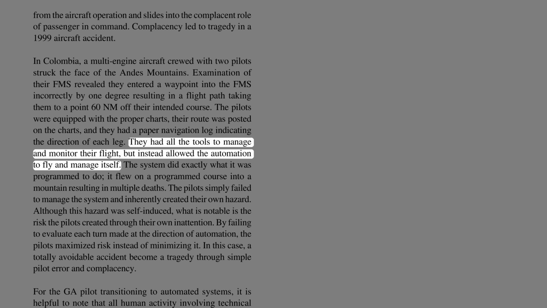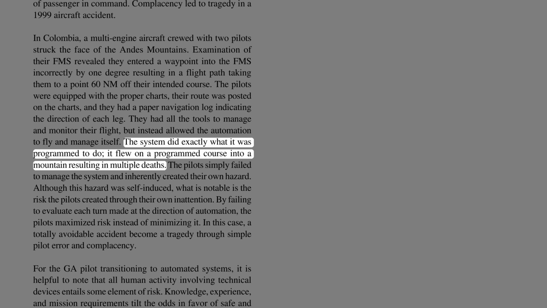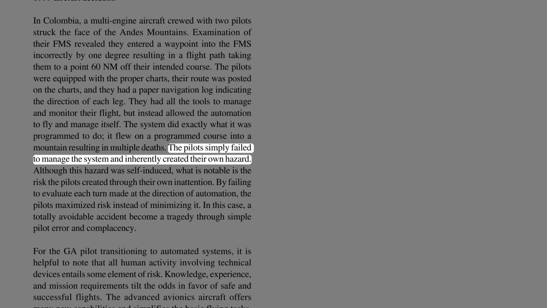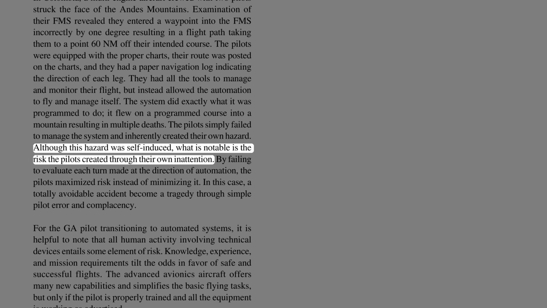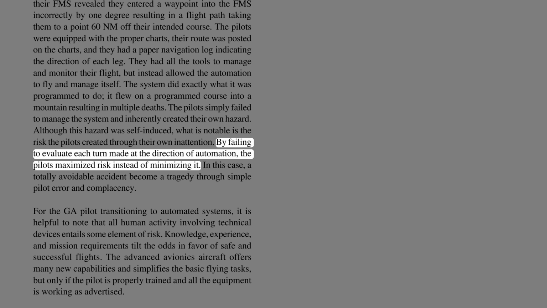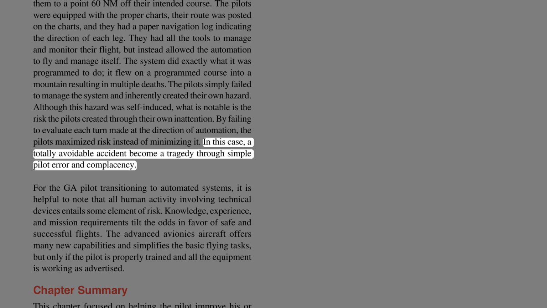They had all the tools to manage and monitor their flight, but instead allowed the automation to fly and manage itself. The system did exactly what it was programmed to do. It flew on a programmed course into a mountain, resulting in multiple deaths. The pilots simply failed to manage the system and inherently created their own hazard, although this hazard was self-induced. What is notable is the risk the pilots created through their own inattention. By failing to evaluate each turn made at the direction of automation, the pilots maximized risk instead of minimizing it. In this case, a totally avoidable accident became a tragedy through simple pilot error and complacency.